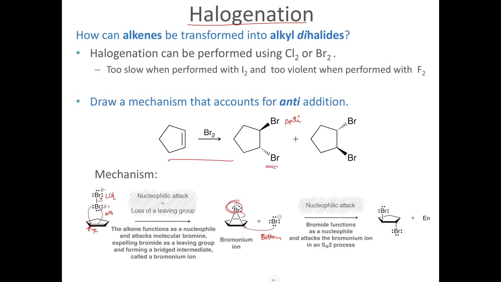So we end up with what is called anti-addition, which leads to the formation of trans product. That is, one of the bromine is at the bottom, another one is at the top, and they're similar compounds, so we use the trans notation.